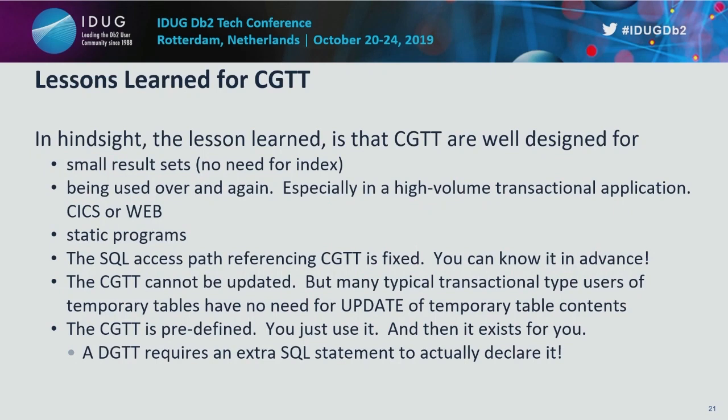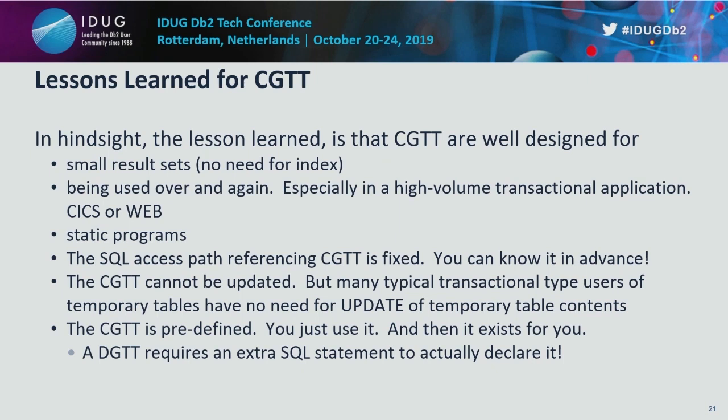So here, in lessons learned, CGTTs are well designed for small result sets, because no index is allowed. So a small result set is good. They're good for being used over and over again, especially in high volume transactional applications, CICS or web or whatever, distributed applications. They're easy to use within static programs. The SQL access path will then be fixed because the optimizer knows in advance.